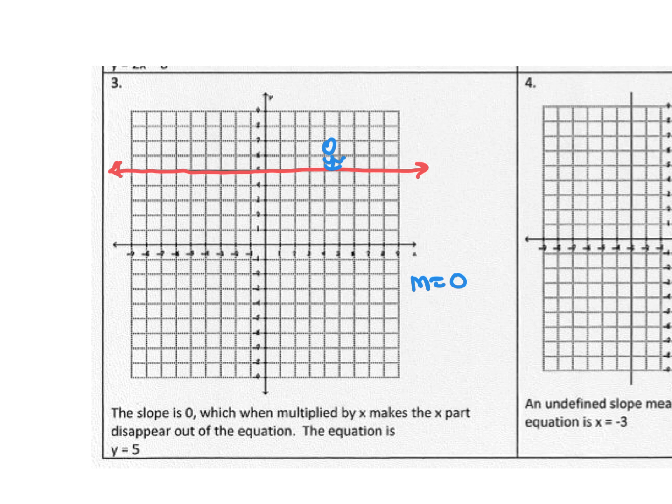And then next, I need my y-intercept. Where does the red line cross the y-axis? That is this point up here. So that's 1, 2, 3, 4, 5.